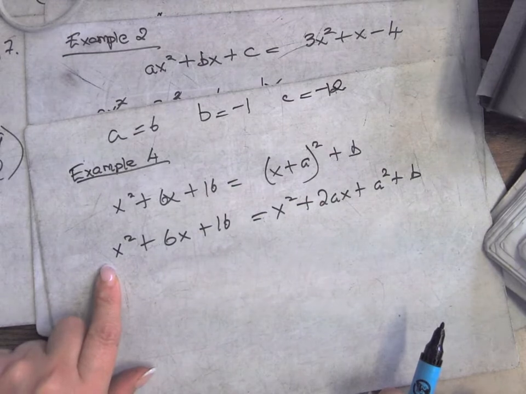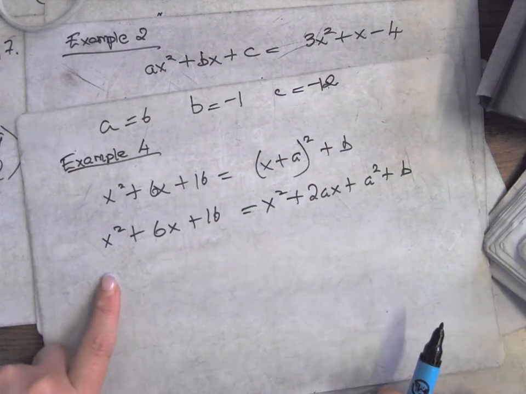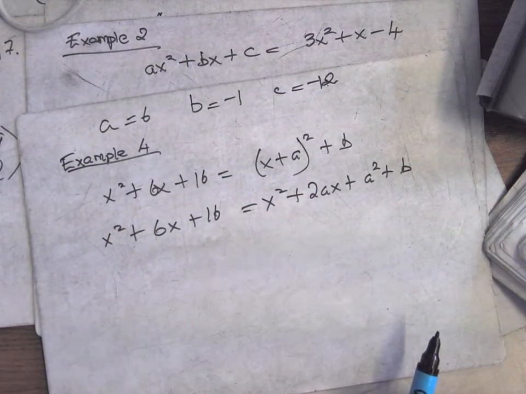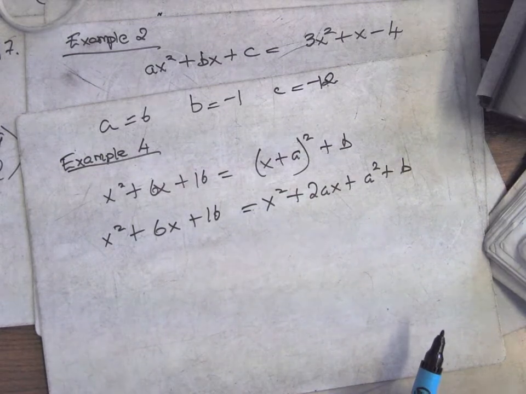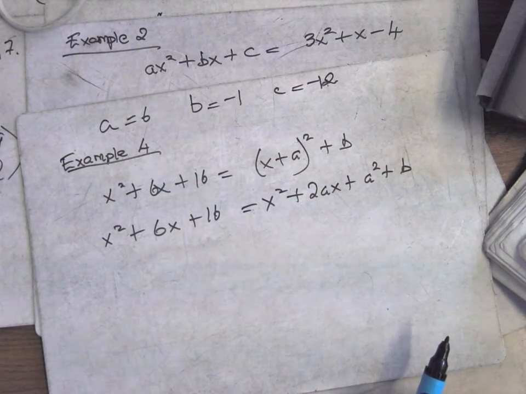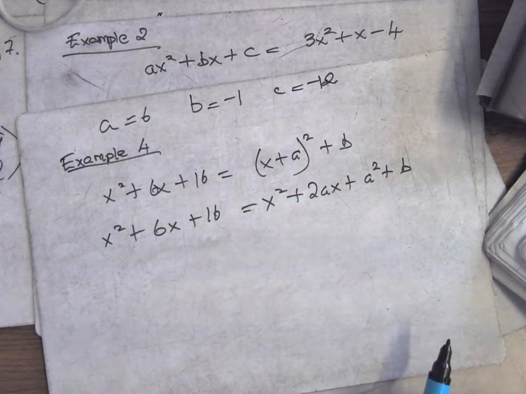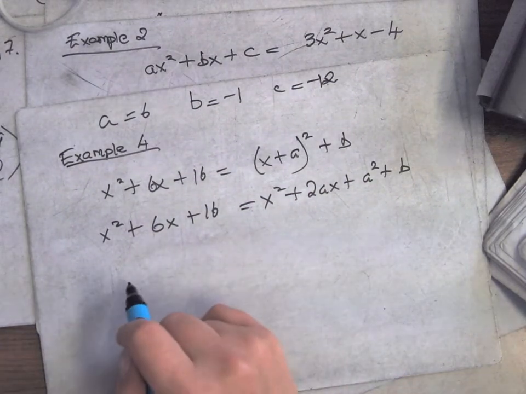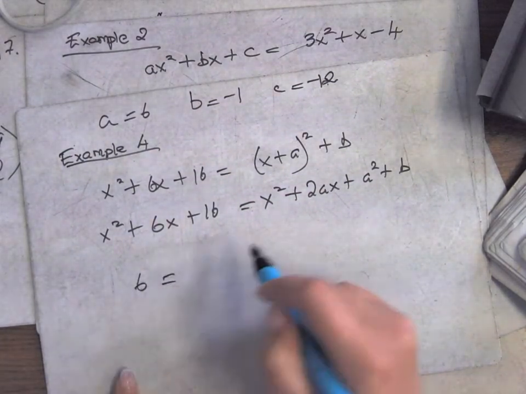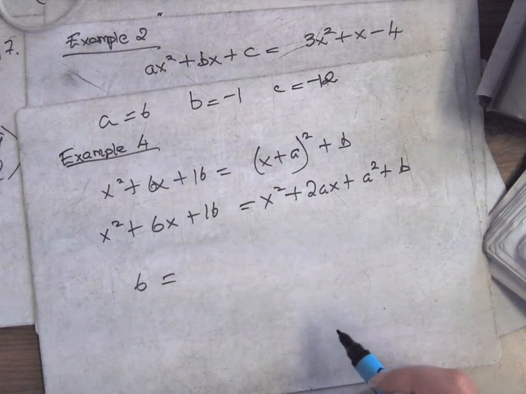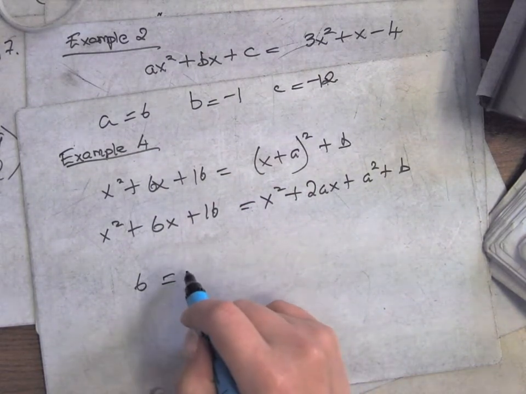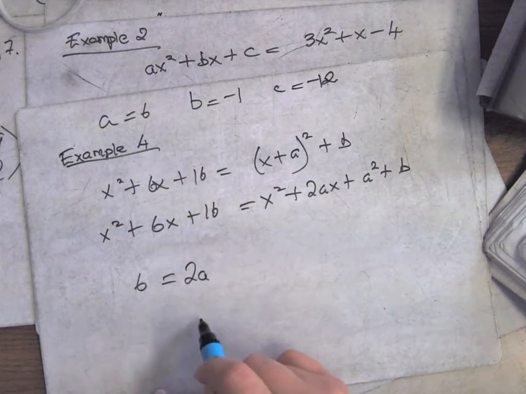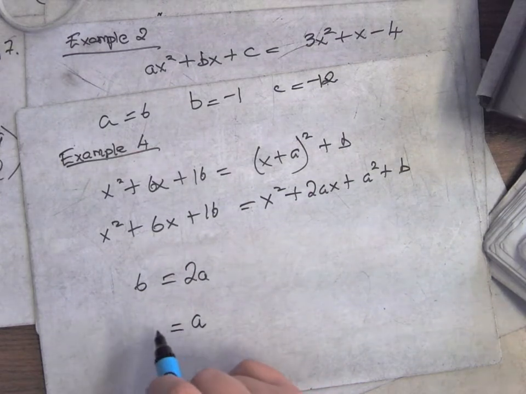So then I have the number in front of x squared on the left hand side, 1. Number in front of x squared on the right hand side, 1. So 1 equals 1. That's not telling me a lot of information. Okay, so let's do the number in front of x, which is 6, equal to the number in front of x over here. What number is in front of x over here? 2a, so that means a would be equal to 3.